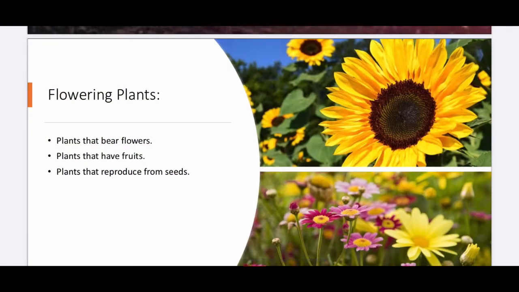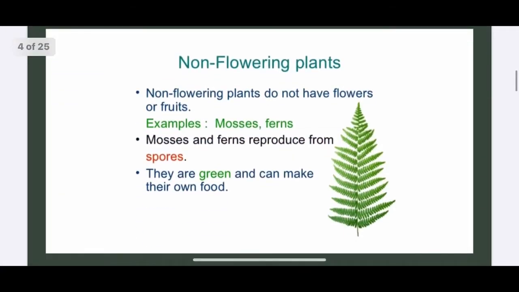Most of the plants bear flowers, have fruits, and reproduce from seeds. They are called flowering plants. For example, rose, sunflower, mango, neem, mustard, China rose, lemon, wheat, maize, and so on. Flowering plants are also called higher plants. Some plants do not bear flowers. They are called non-flowering plants. They reproduce from spores. They are called lower plants. Non-flowering plants are ferns, moss, algae, fungi, and conifers.